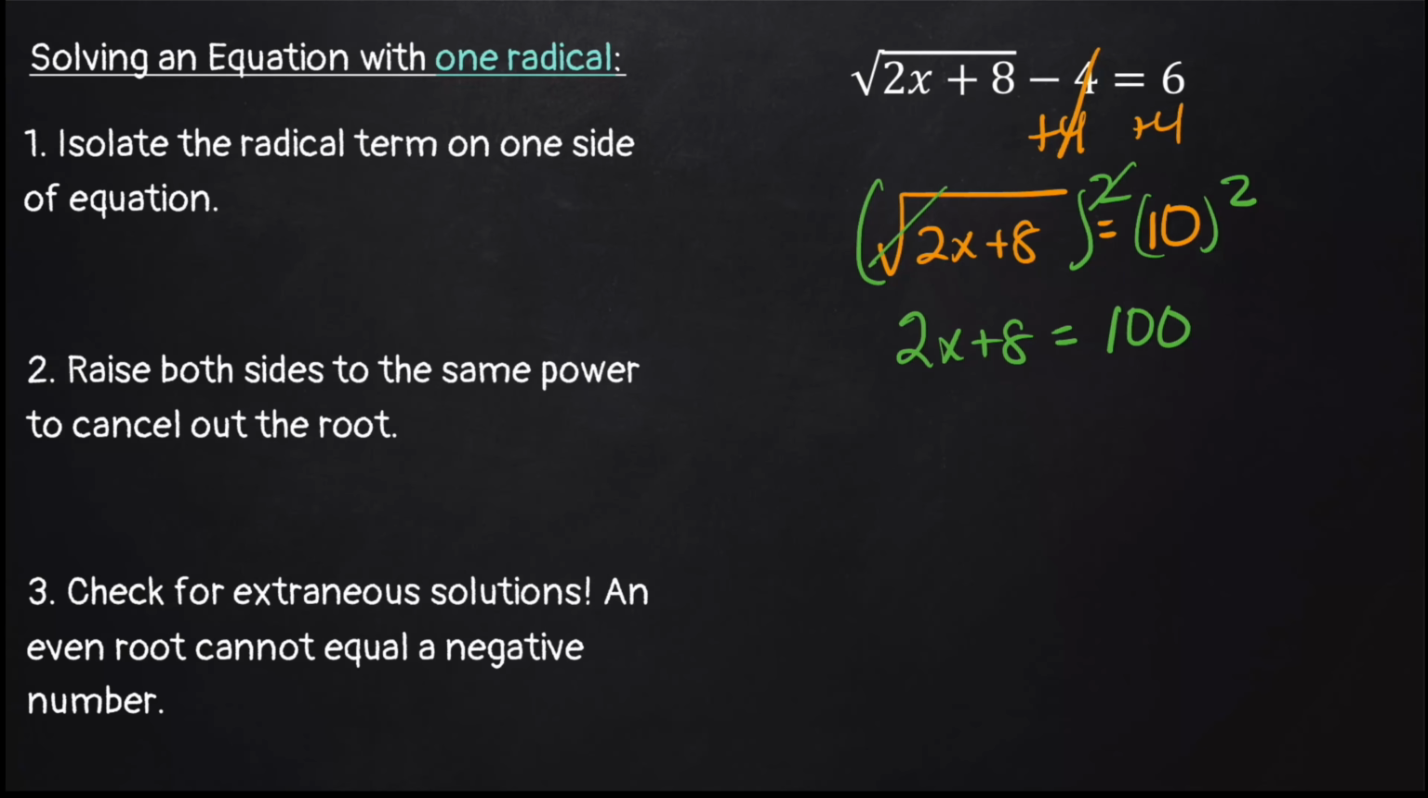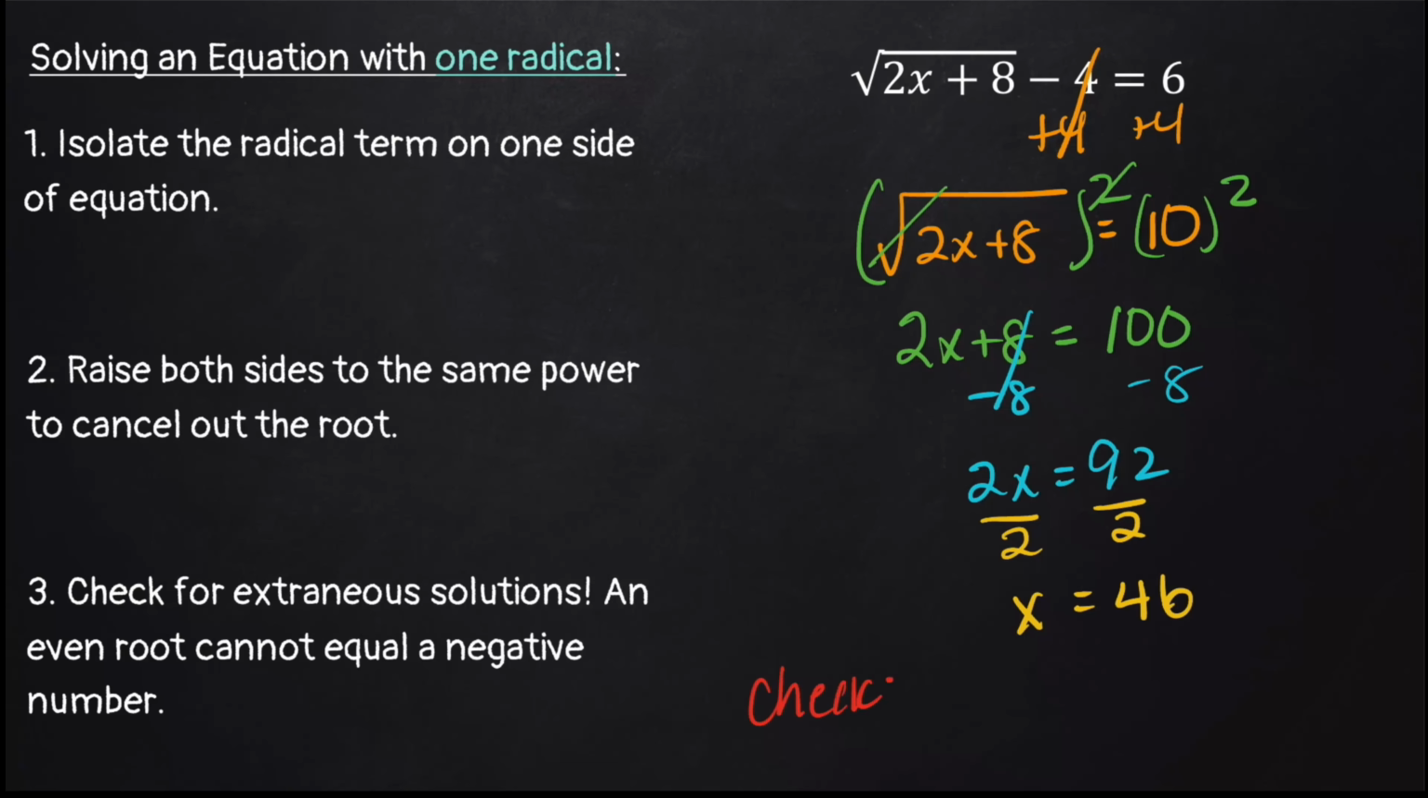Now go ahead and isolate and cancel. So we're going to subtract 8, and then we're going to divide both sides by 2. So x is going to equal 46. Again, go ahead and check. So when I take 46 and plug it back in for x, it has to equal 6. And when you plug this in the calculator, this one works. So that way 46 is going to be your answer.